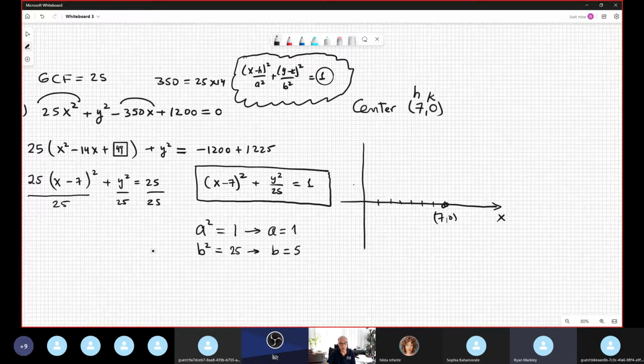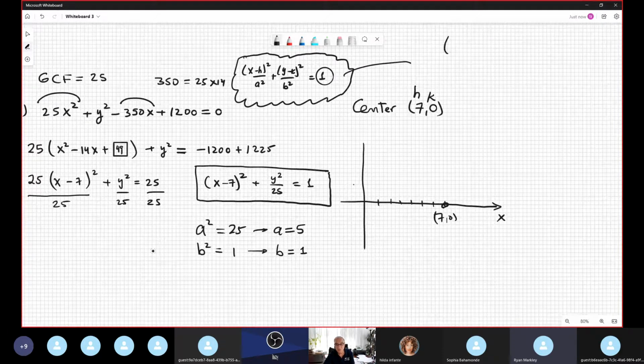Therefore, no. Something is wrong. I don't know. I make a mistake. It's unforgivable for me. Remember, by definition a is the bigger number. Who is the bigger? The bigger is 25. Therefore, a is 5. Definition: a is the semi-major axis, not minor. I confused it. And b squared is 1, therefore b is 1. Yes or no? So no. I compare. Well, this is one possibility of the equation.